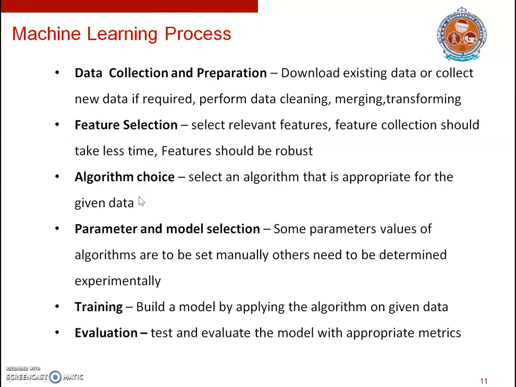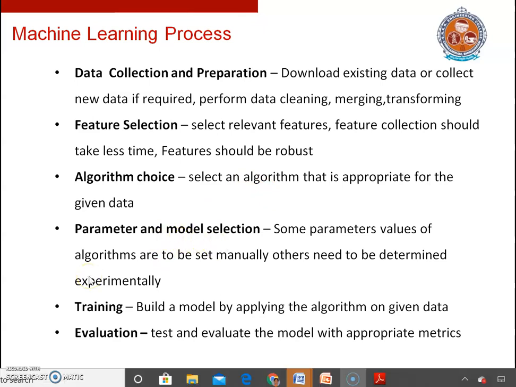Third one is algorithm choice. So we have to select an appropriate algorithm in order to build a proper model to solve a particular machine learning task. Next, parameter and model selection. Some parameters of a model are to be set manually. Other parameters called hyperparameters can be determined experimentally by using certain techniques like grid search.